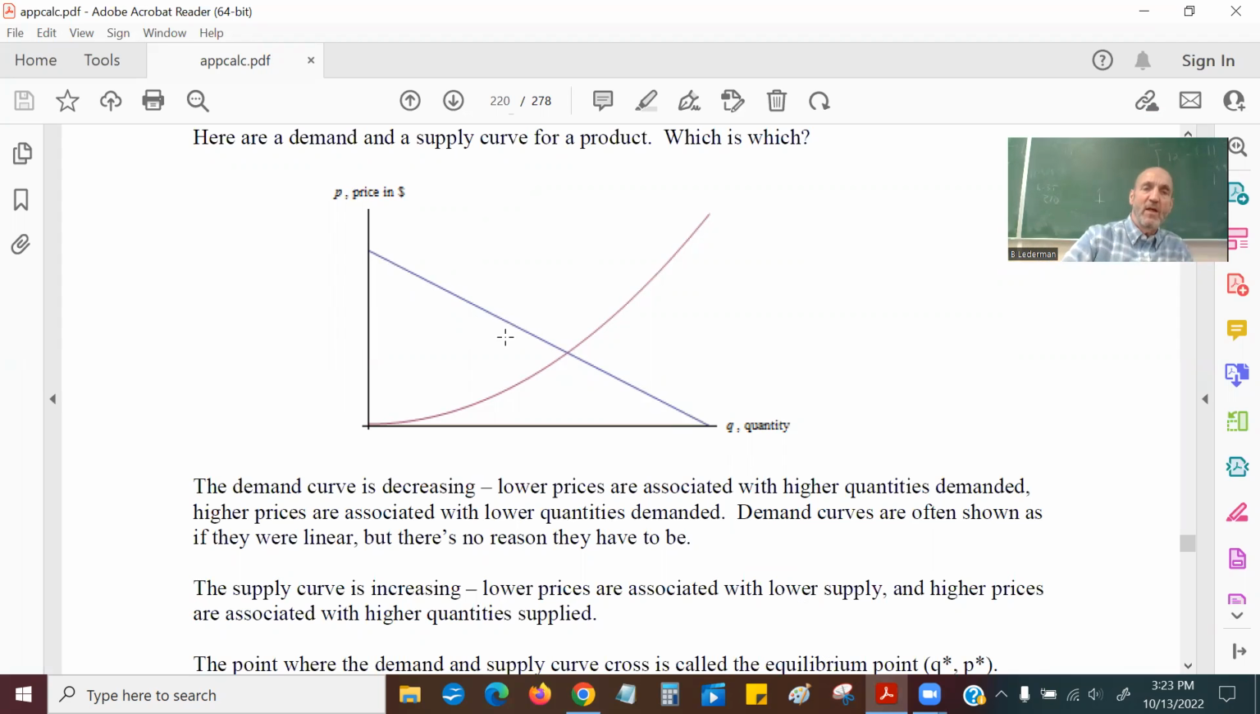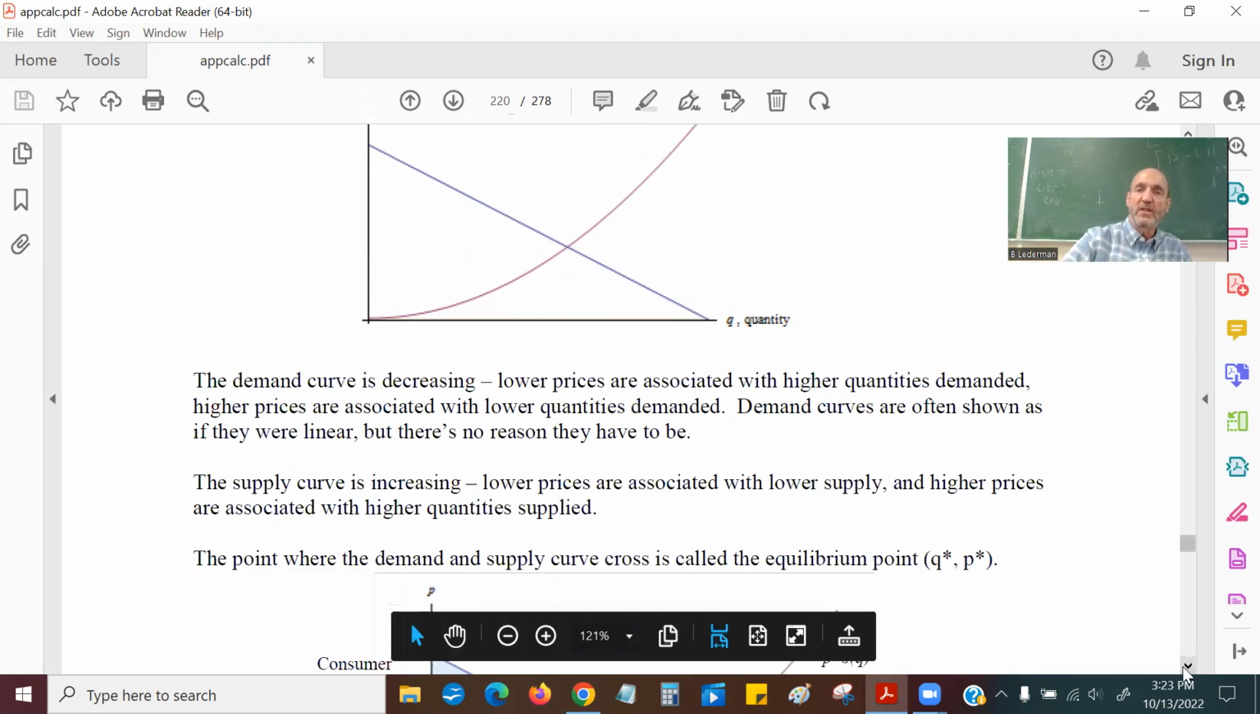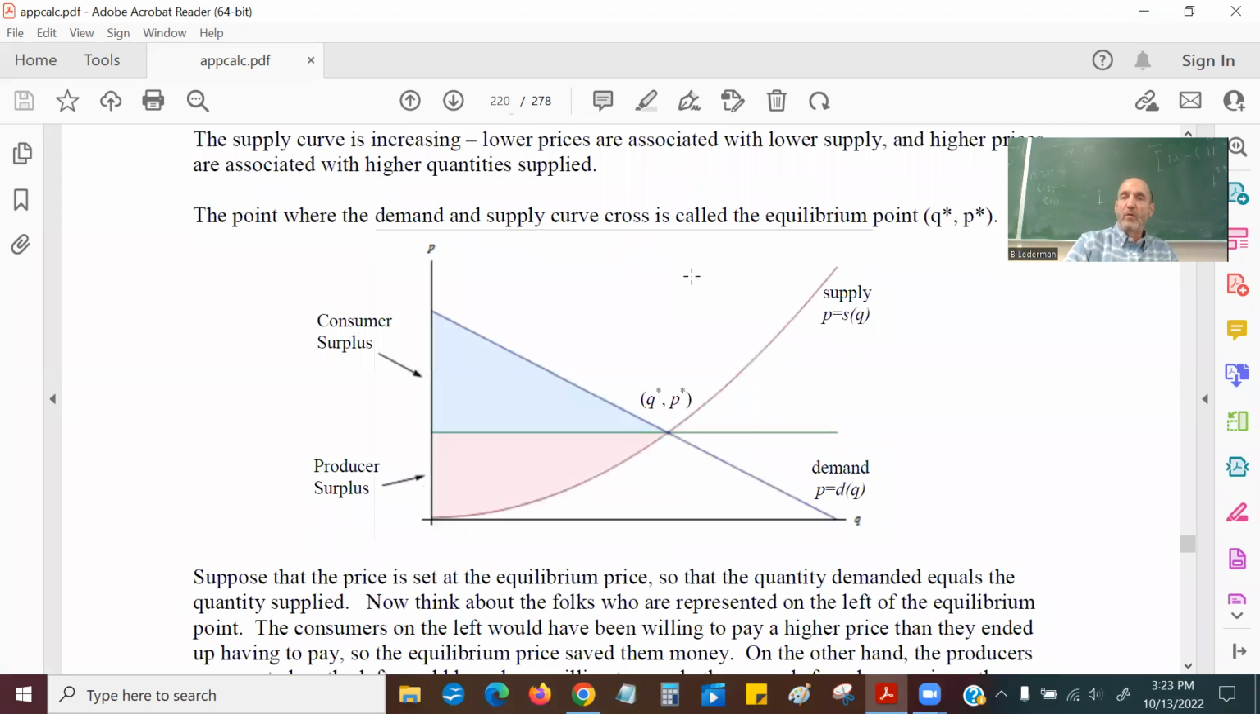Now the supply curve is increasing because the lower prices are associated with lower supply, and the higher prices are associated with the higher quantity supplied. It's just common sense. The point is that where the demand and supply curve cross is called the equilibrium point, and we call that Q star and P star. So that point right there.